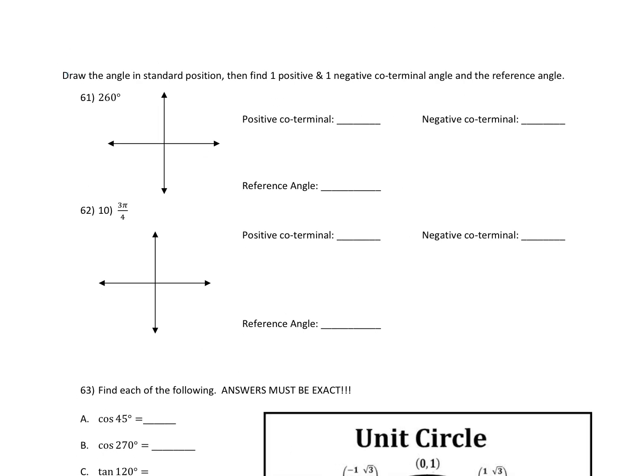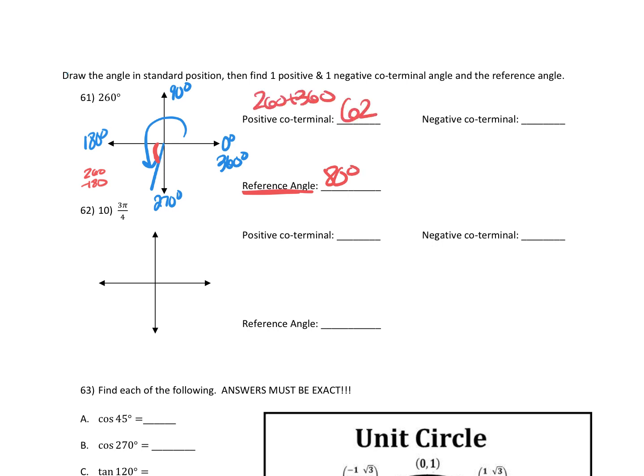All right, here we are drawing angles, so I need to think about my quadrantals. And so 260 is me right before 270. My reference angle is always the distance from the x-axis, so it would be 260 minus 180, which would be 80. Positive coterminal, I'm going to add 360, so that's going to give me 620 degrees. Negative coterminal, I'm going to subtract 360 degrees.